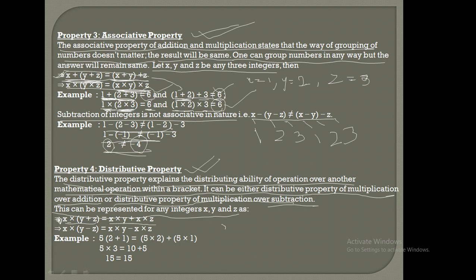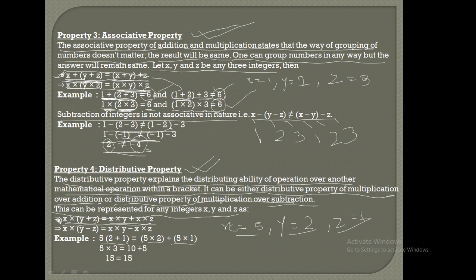Now we will put the values. Here I took x equals 5, y equals 2, and z equals 1. Now when we put the values of x, y, and z in the first equation, see what happened. Here 5 outside of this bracket, 2 plus 1 inside the bracket, and after that the equals sign, and again 5 into 2 in one bracket, plus sign, 5 into 1 in another bracket.